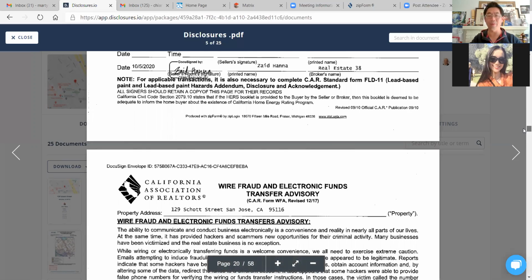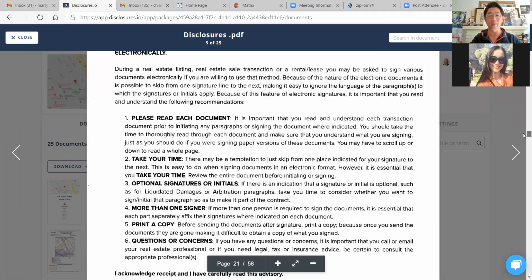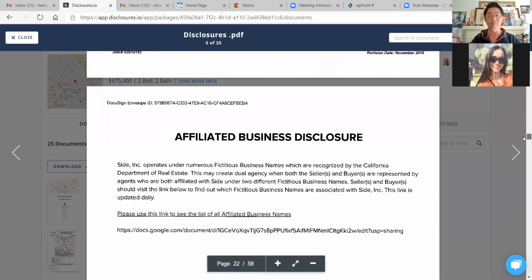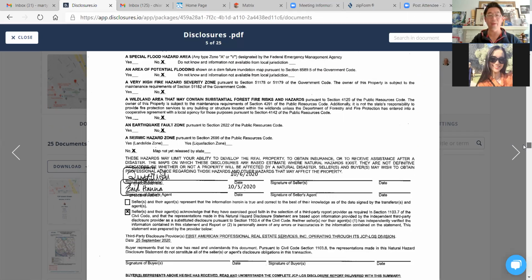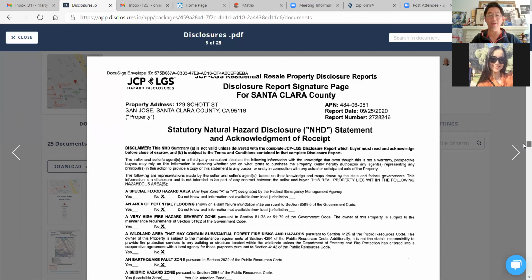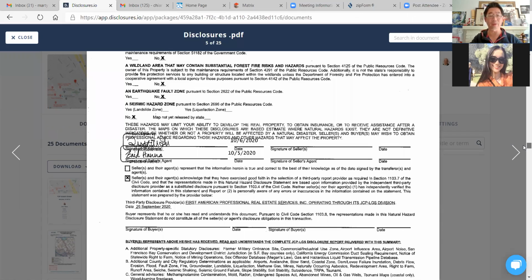Oh, we were here. Wire. This is a natural hazard certificate, I believe. That's a receipt. Yeah, receipt. That's good.